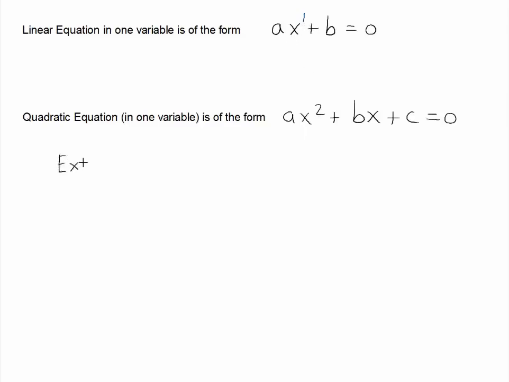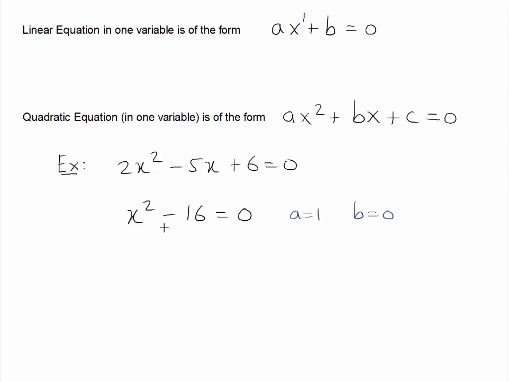Examples of quadratic equation are 2x square minus 5x plus 6 equals 0. This is an example of a quadratic equation where a in this case is 2, b is minus 5, c is 6. x square minus 16 equals 0 is also a quadratic where a is 1, b is 0 because there is no x term, and c equals minus 16. 3x square plus 7 equals 0 is also a quadratic equation.